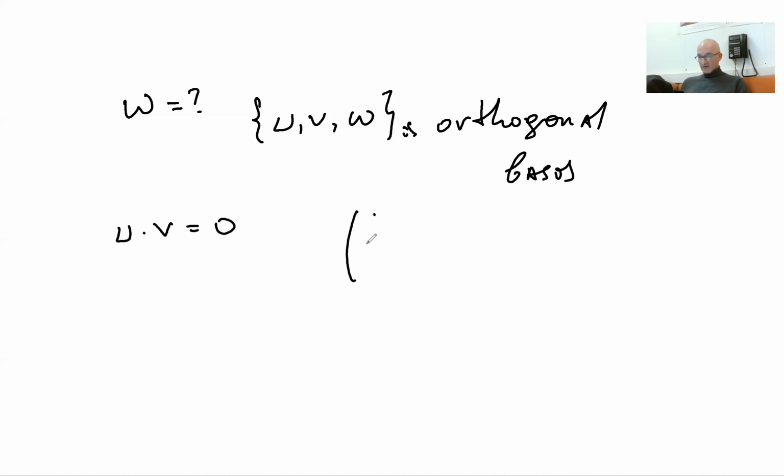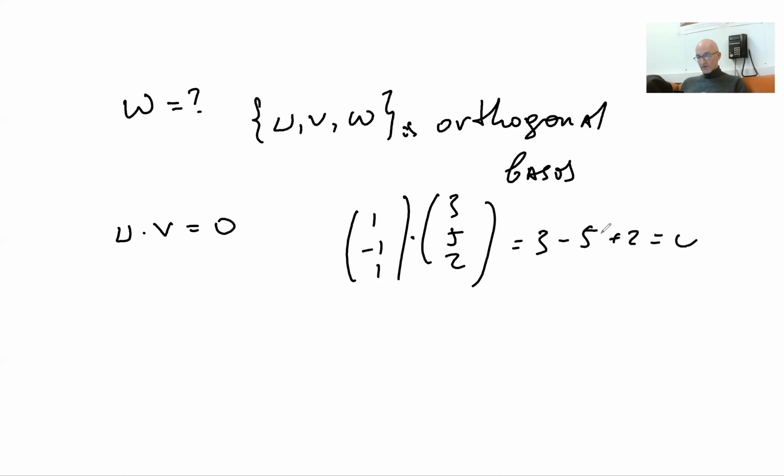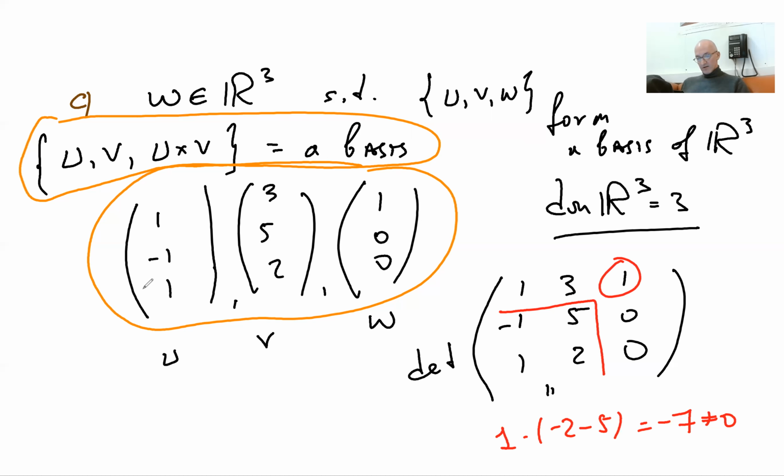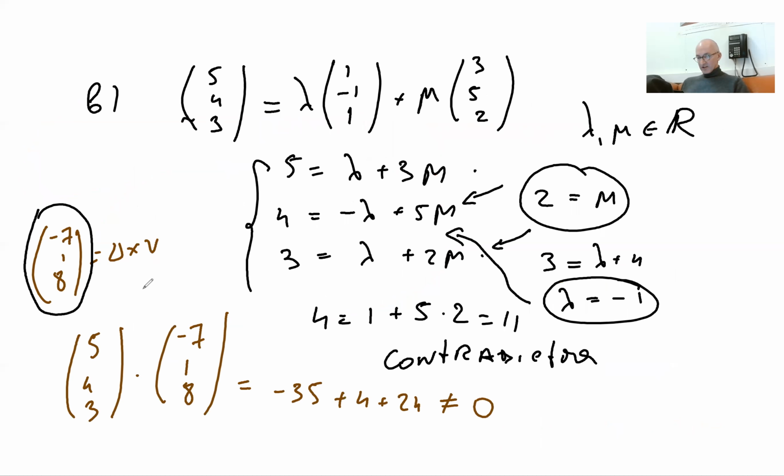Now we observe that vector u and vector v are indeed orthogonal. Yeah, (1, -1, 1), (3, 5, 2). We take the dot product: 3 minus 5 plus 2 is 0. But we already found a vector orthogonal to u and v. This was the vector u cross v. We found it here. So it's the vector (-7, 1, 8).